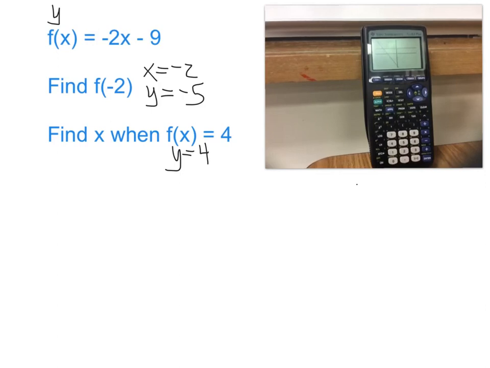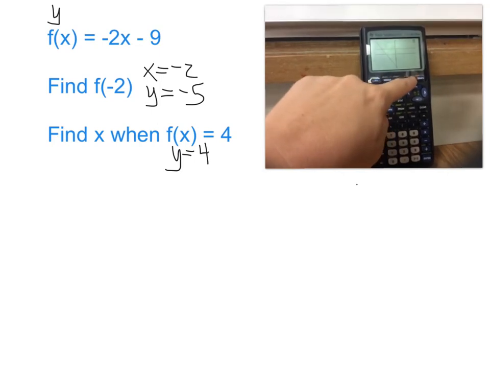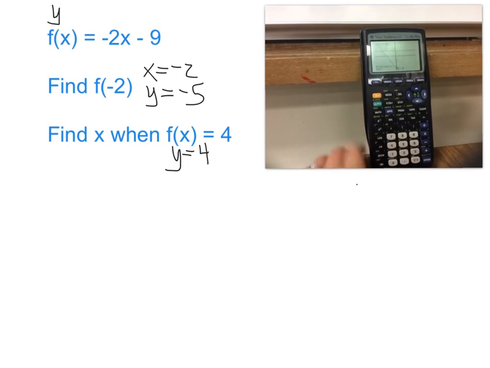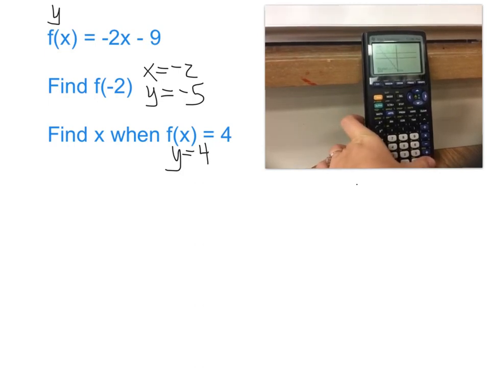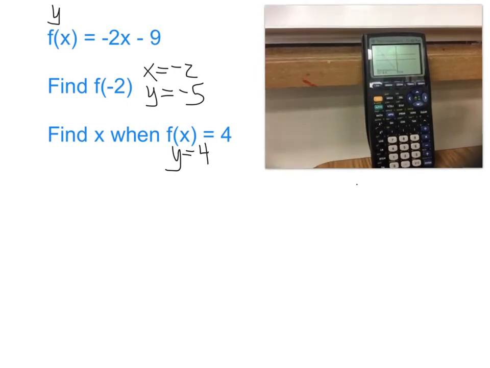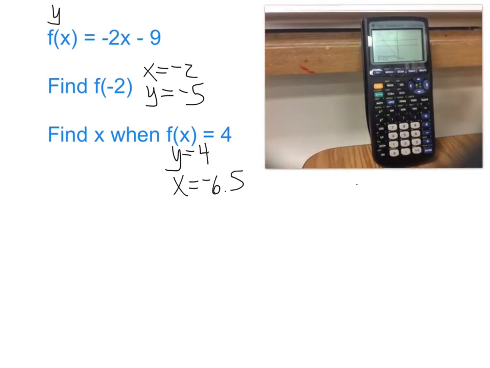Again, it's pretty quick once you get used to it, but it is second right here, and then calculate. Second, calculate. You get to this menu, you want intersect, which is 5, and all you need to do here is hit enter, enter, enter for your 3 questions. First curve, enter. Second curve, enter. Guess, yep. And our solution for x is negative 6.5. And that is how you solve for x and y using the TI graphing calculator.